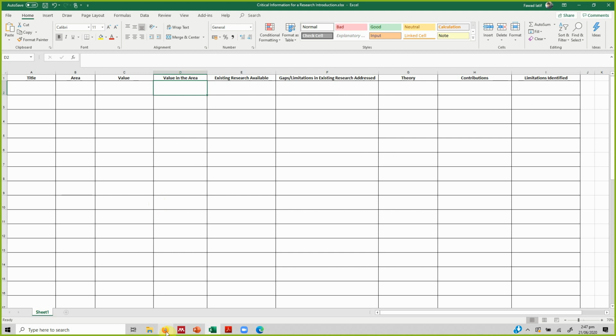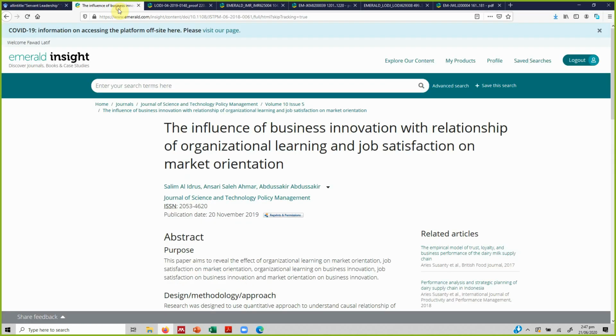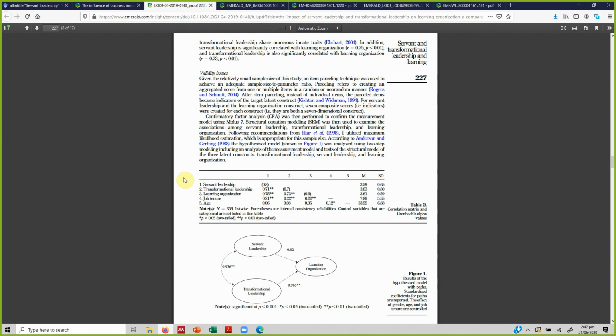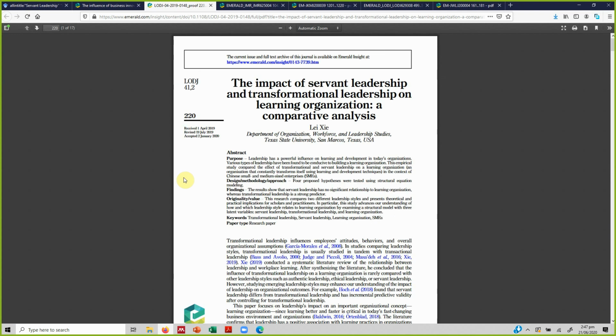Now, what I did was I only used one database, Emerald. Now, using Emerald, I found a paper, and this is the paper that I found. The impact of servant leadership and transformational leadership on learning organization, a comparative analysis. The paper was accepted in January 2020, so it's a very latest paper.